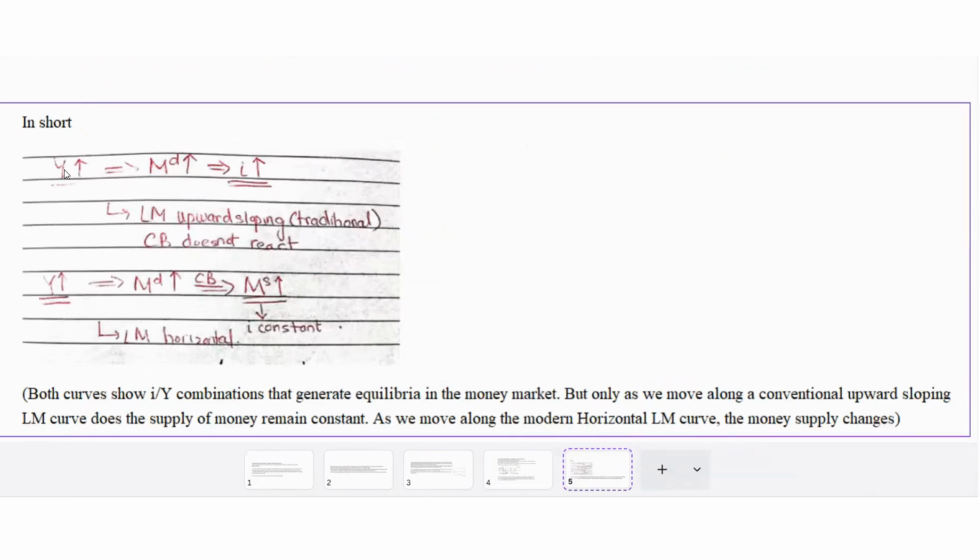In short, Y increases, that increases money demand, regardless of whether it's an upward sloping or horizontal LM curve. In the case of upward sloping LM curve, as Y increases, money demand increases, interest rate increases. Right, the central bank is following a fixed money supply policy. So when Y increases, money demand increases, interest rate increases for a given money supply. So we get the upward sloping LM curve. But in the case of horizontal LM curve, when Y increases, money demand increases, the central bank increases the money supply to keep I constant, giving us a horizontal LM curve.